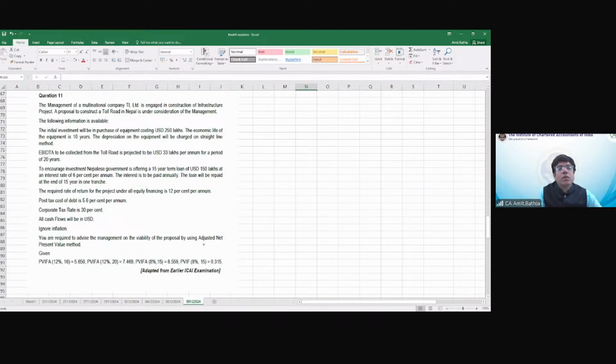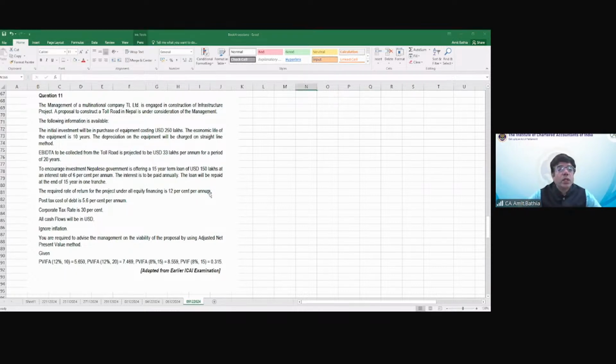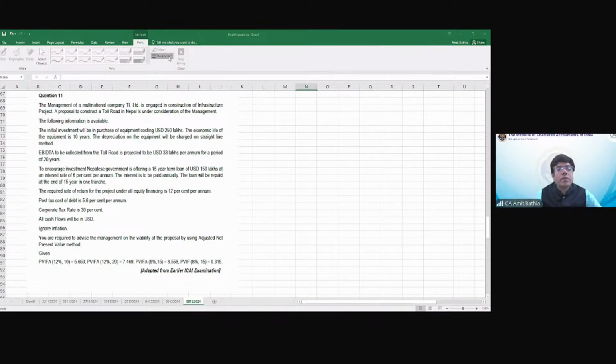All right. Now, before we proceed further, let's read this question once again. Following information is available. Initial investment will be in purchase of equipment costing USD 250 lakhs. Economic life of the equipment is 10 years. Depreciation will be charged on straight line method.